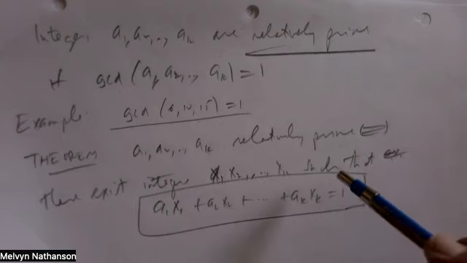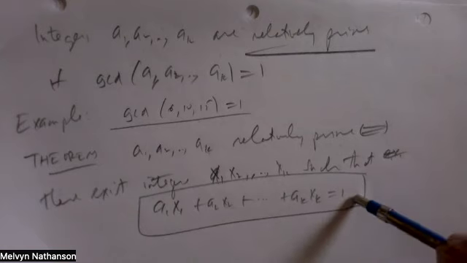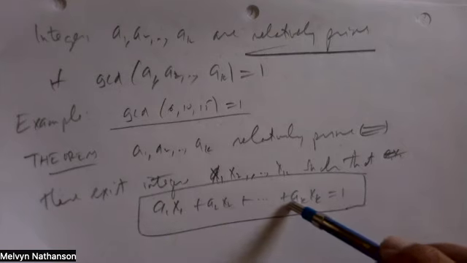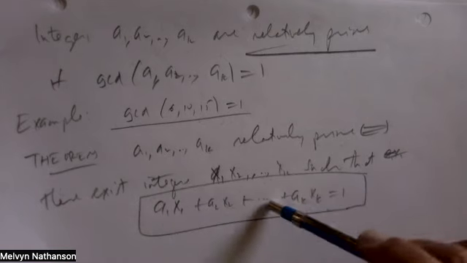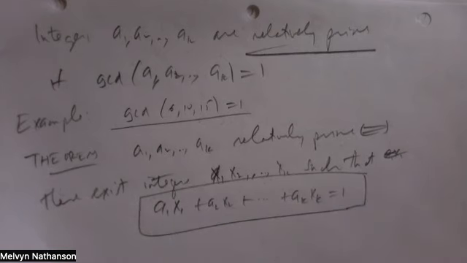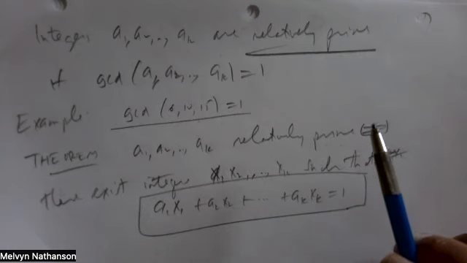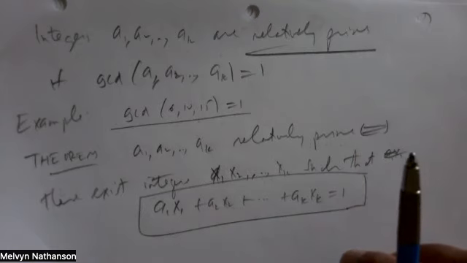But the converse is immediate, because suppose we have this relation for some integers, x1 up to xk. If D divides a1 and a2 and ak and so forth, it divides every term here, so D divides 1. And the only divisors of 1 are plus 1 and minus 1, and the only positive divisor of 1 is 1. So if this relation holds, then a1 up to ak must be relatively prime. So this is a very useful, very important characterization of the greatest common divisor of a finite set of integers.